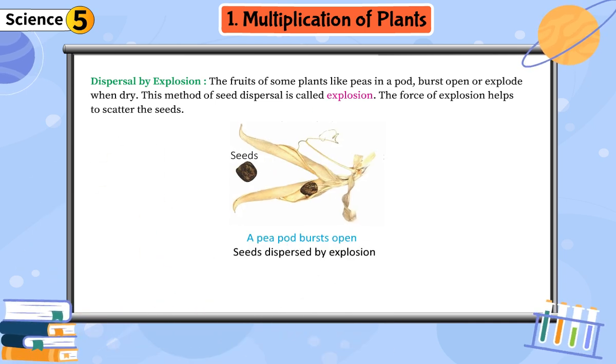Dispersal by explosion. The fruits of some plants like peas in a pod burst open or explode when dry. This method of seed dispersal is called explosion. The force of explosion helps to scatter the seeds.